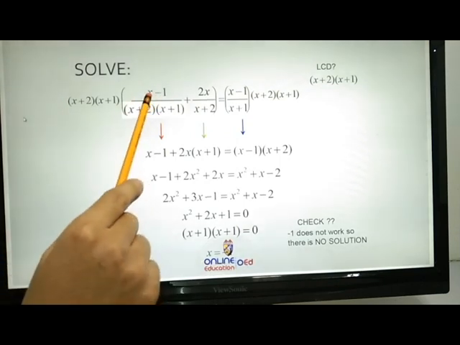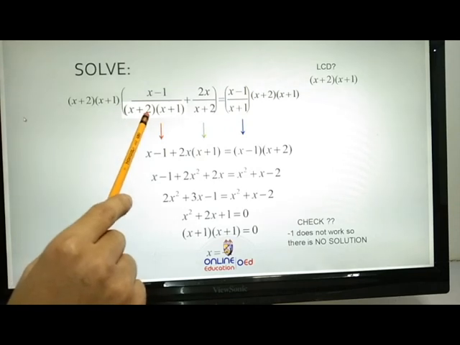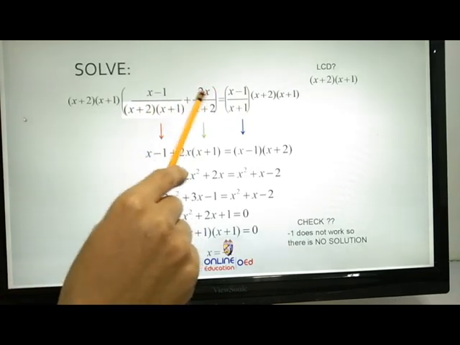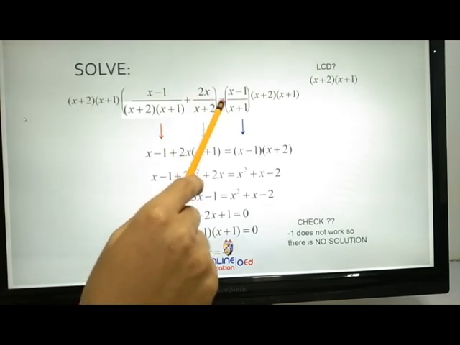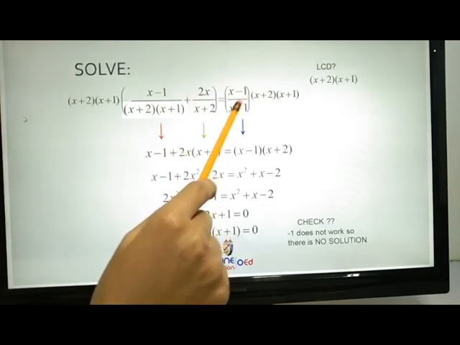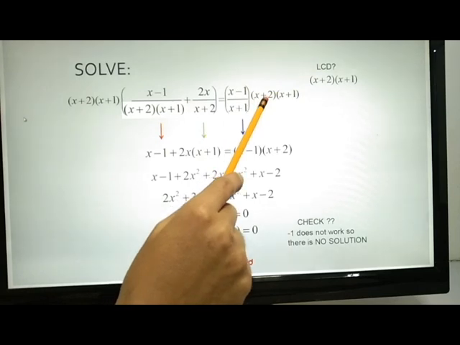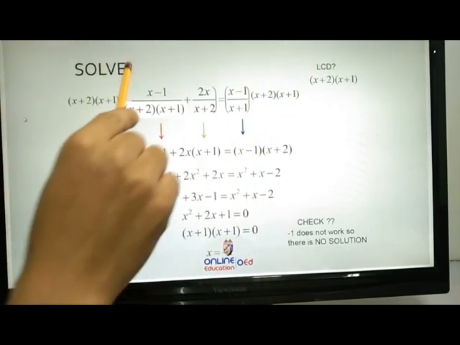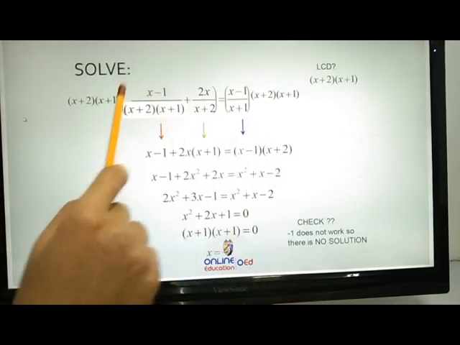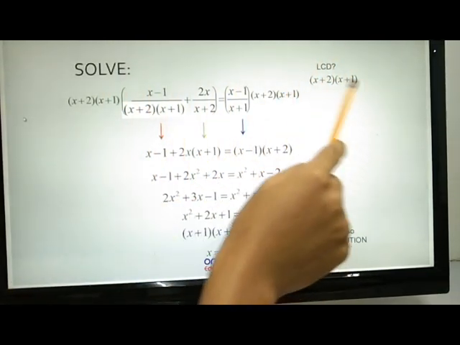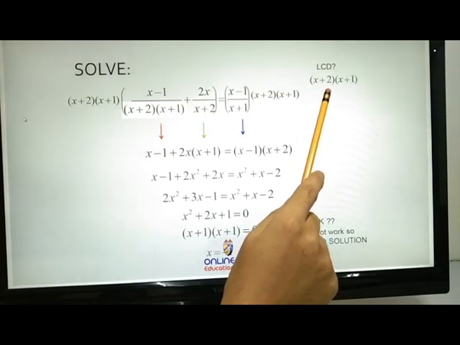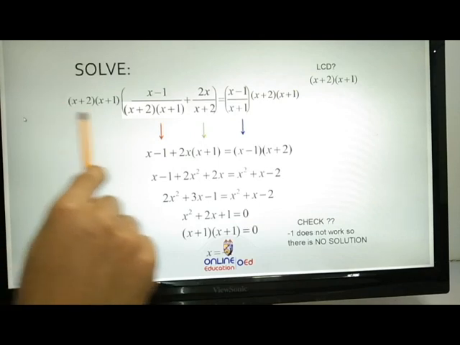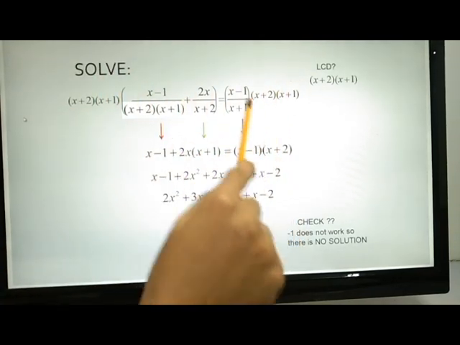Same here, solve for x: x minus 1 over x plus 2 times x plus 1, plus 2x over x plus 2, equals x minus 1 over x plus 1 times x plus 2 times x plus 1. So, ito yung original problem natin. Ang LCD niya ay x plus 2 times x plus 1. So, imu-multiply mo lang yun for the whole equation.